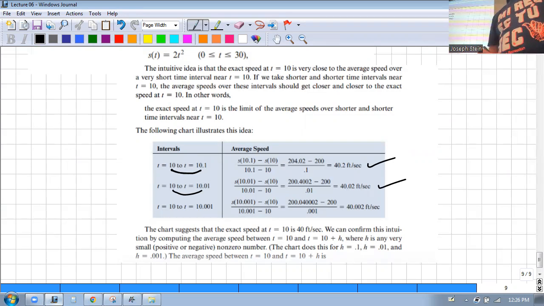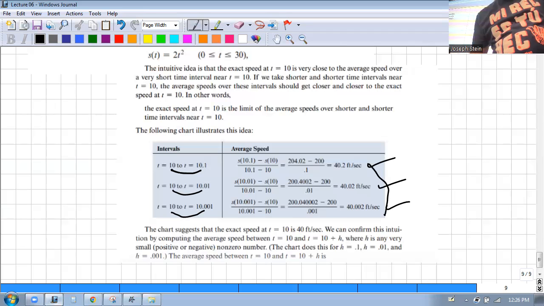And it's like, well, that's close, but I still want the instantaneous velocity at time 10 seconds. I don't want an average. So it gets even closer. We'll look at an even smaller time interval from 10 to 10.001. And then we get 40.002. So you can see these are getting closer and closer to 40 feet per second, right? And you might ask, how do we show that mathematically? We use limits. We'll take the limit.